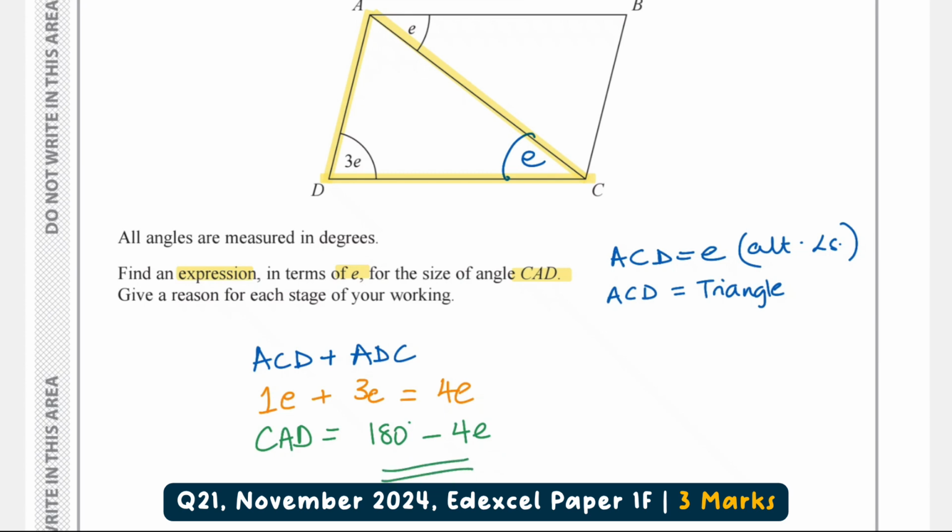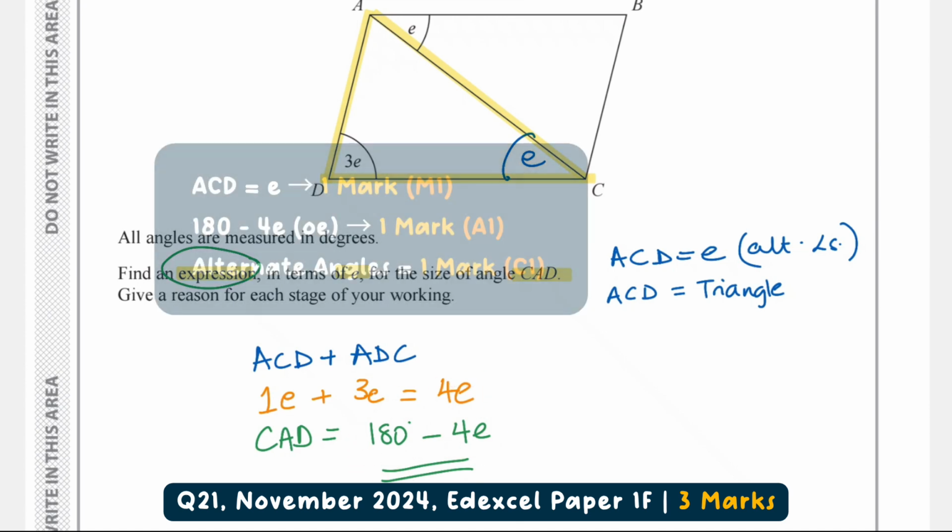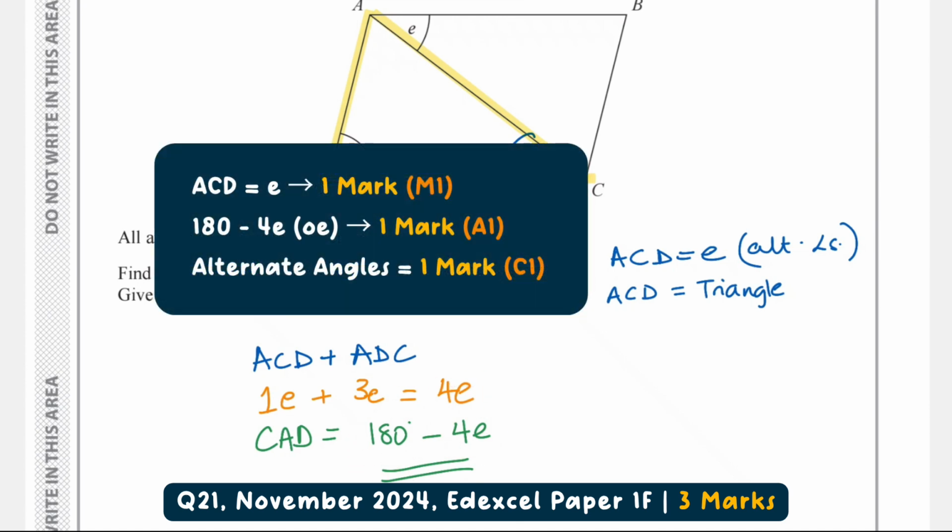The question asked us for an expression, and there's a reason I've highlighted this. Here we've got two terms and they're linked by an operator. So this makes this an expression. This question is worth 3 marks. The first mark is a method mark for finding angle E. The second mark is an accuracy mark for the correct expression of 180 take away 4E. And the last mark is a communication mark for stating alternate angles are equal.